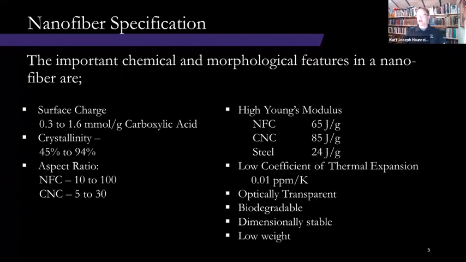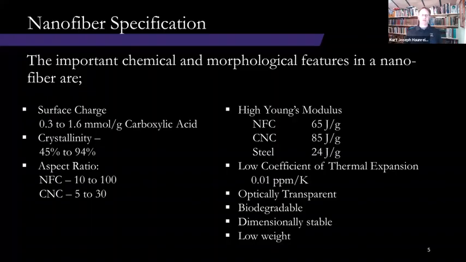As you dive into these articles, you're going to come across surface charge, and it's going to be in the range of 0.3 to 1.5 millimoles per gram of carboxylic acid. That is, again, another clue that indicates you've got a chemical treatment versus a mechanical treatment. If you do mechanical treatment, you're not changing any of the surface charge. You're not adding surface charge. You can only do that with chemical means.